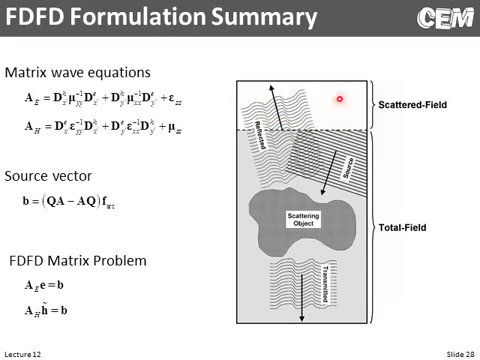And so any field up here has to be reflected. We're not going to see the source. We started with Maxwell's equations, and we derived the matrix wave equations, and these 2 matrices A came out of that.